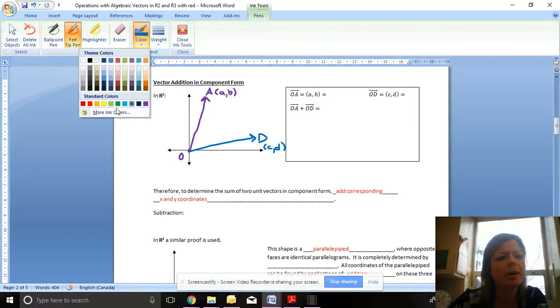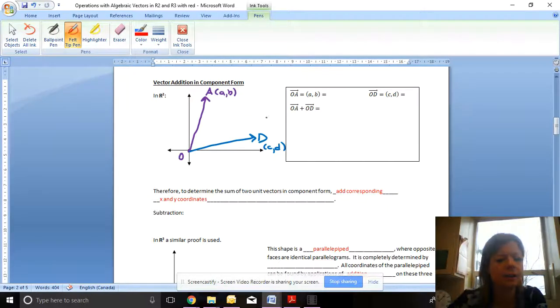So if we want to come up with the sum of these vectors, we can draw our parallelogram. So here's our resultant. The question is, what are the coordinates of this resultant? Well, we're going to show over here that all you have to do is add the two x values together and add the two y values together, and then you get your resultant. So, vector addition in component form.